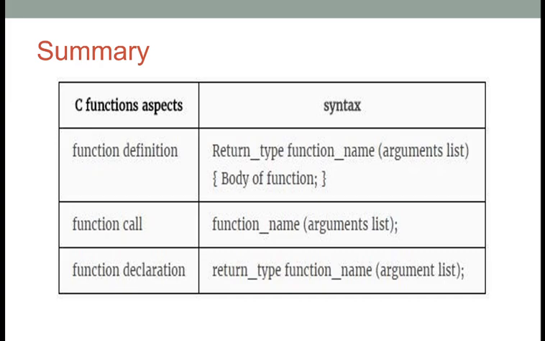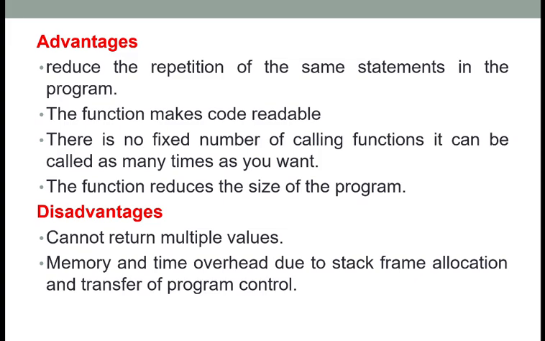Next, as a summary of the function, we have seen what is function, what are the types of function, and passing the values to the function. As a summary, function should have three different parts. First, function definition, second, function call, third one is a function declaration. And what are the advantages of using function? It reduces the repetition of same statements in the program. The function makes code readable. There is no fixed number of calling function. It can be called any number of times. The function reduces the size of the program.